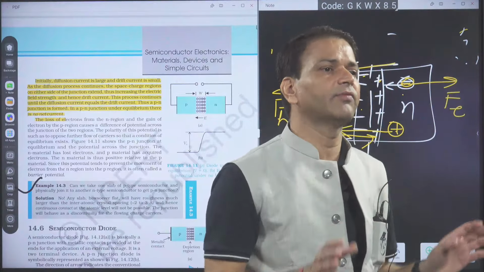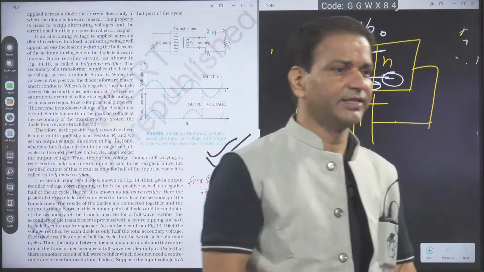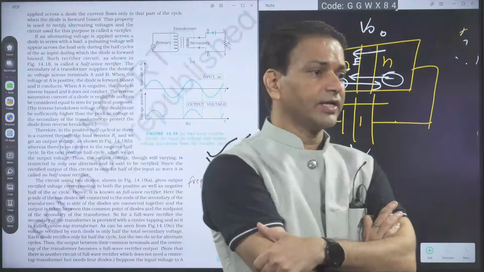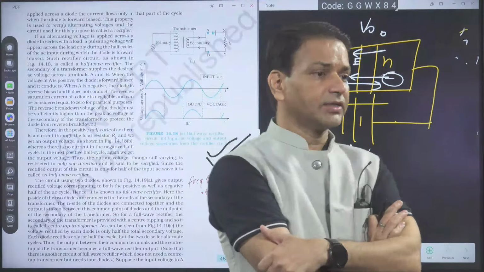Application of diode as a rectifier. What is a rectifier? Conversion of alternating to direct, we can say AC into DC, that is called rectification. We can use the diode for rectification purposes. We can use one diode, then it is a half wave rectifier, or a full wave rectifier.